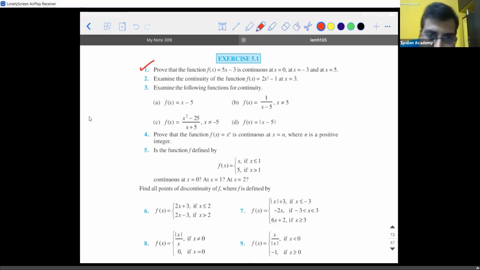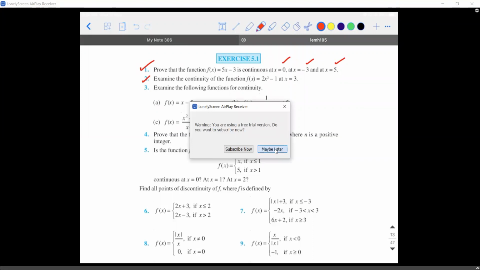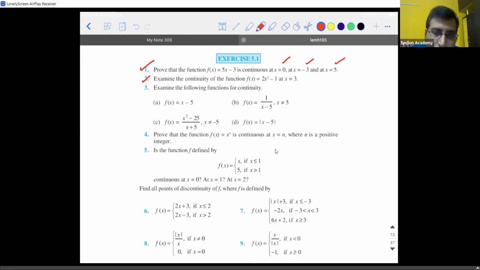Prove that the function f of x is equal to 5x minus 3 is continuous at x is equal to 0, x is equal to minus 3, and x is equal to 5. This one you can do. Examine the continuity of the function 2x square minus 1 at x is equal to 3. So 2x square minus 1 is what function? Polynomial. We know that polynomial functions are defined for all.